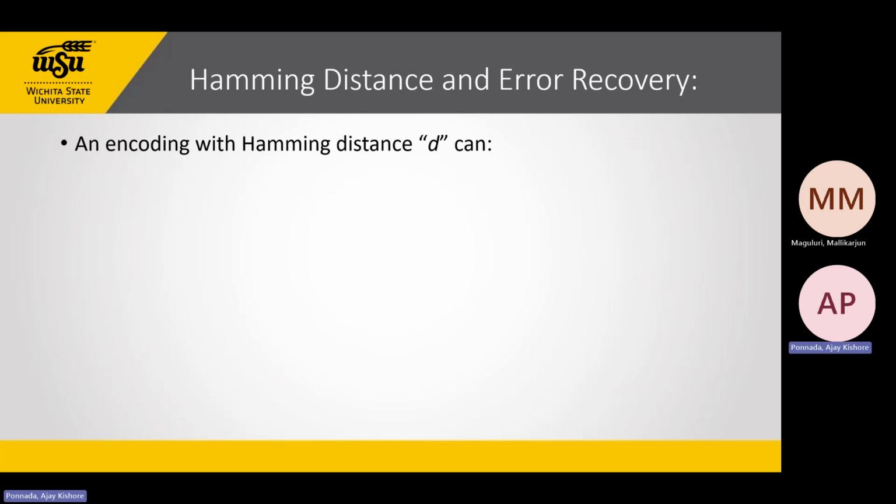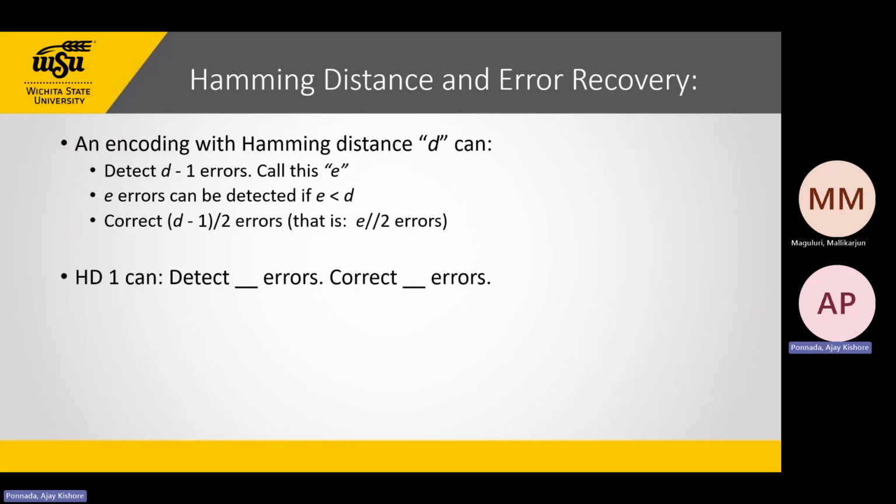Hamming distance and error recovery. An encoding with Hamming distance D can detect D minus 1 errors, and it can correct (D minus 1) divided by 2 errors. It's a floor division. So if it's 7 divided by 2, then it's 3, so it can correct 3 errors. So detect D minus 1 errors and correct (D minus 1) by 2 errors.